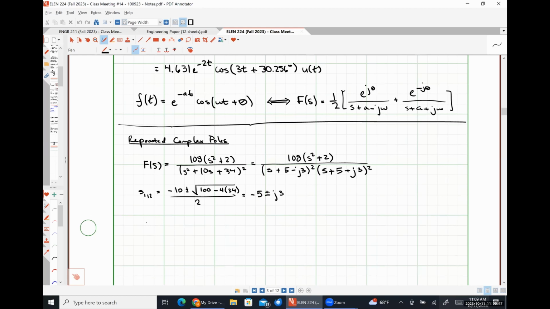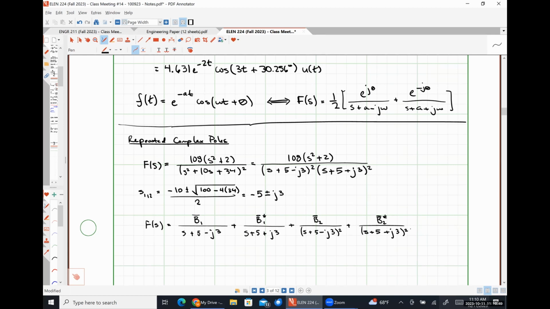our equation f of s, to be of the form B1, which will be a complex number, over s plus 5 minus j3, plus B1 conjugate over s plus 5 plus j3, plus B2 over s plus 5 minus j3 quantity squared, plus B2 conjugate over s plus 5 plus j3 quantity squared.